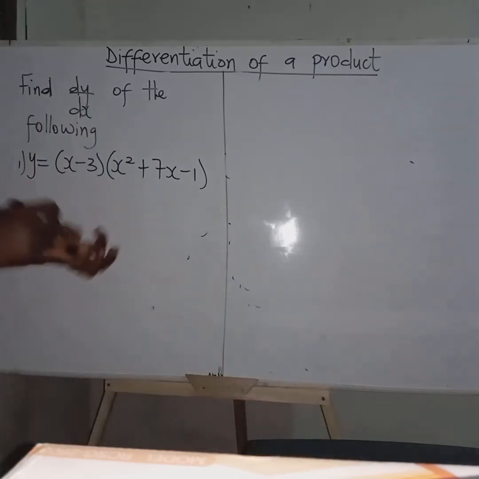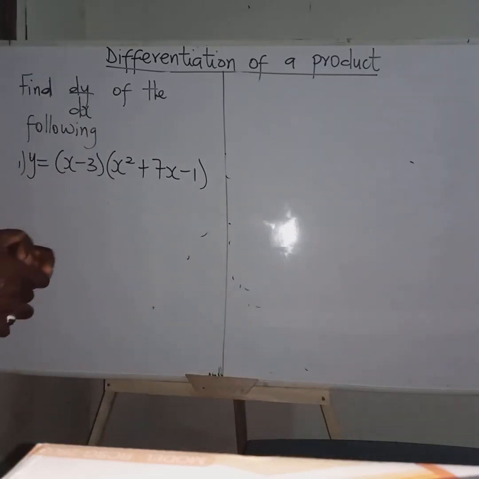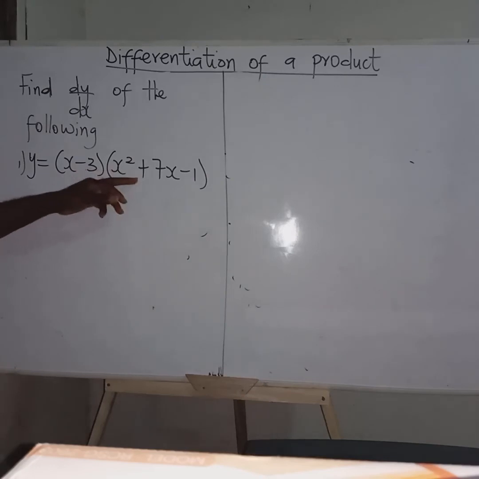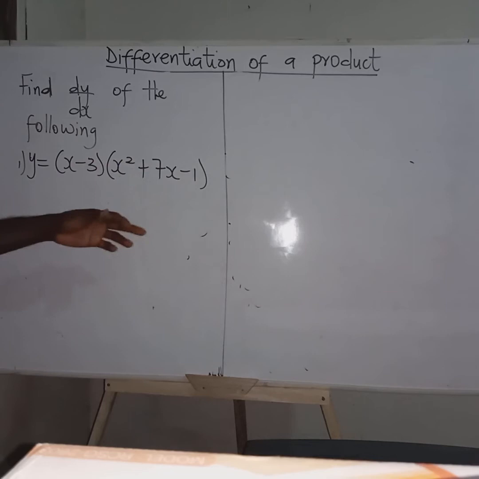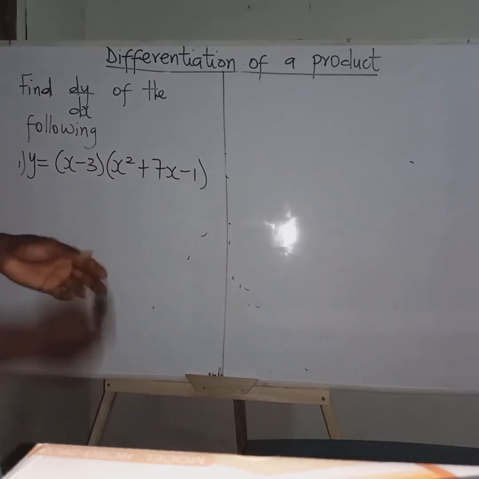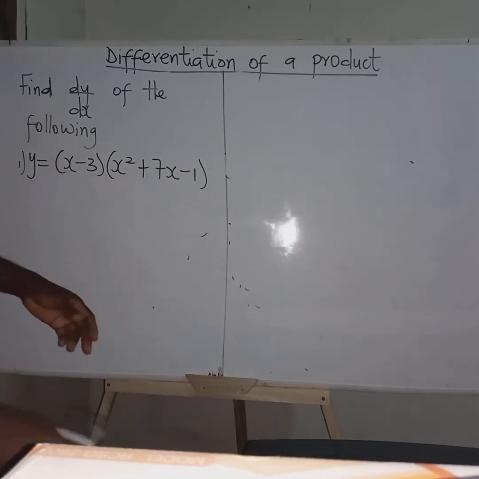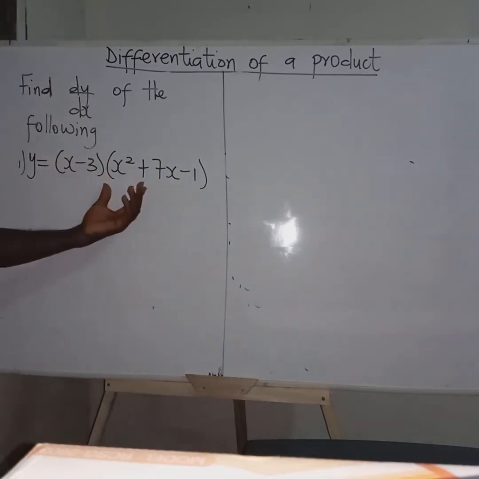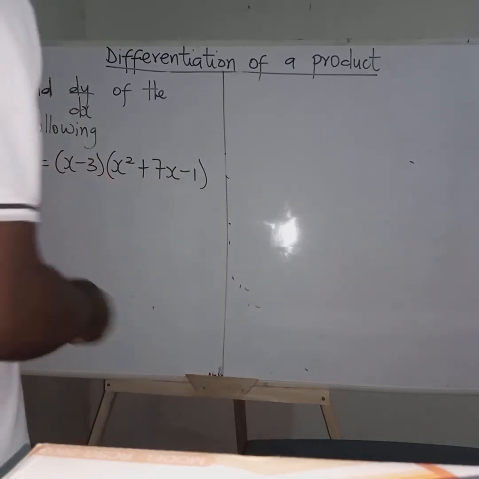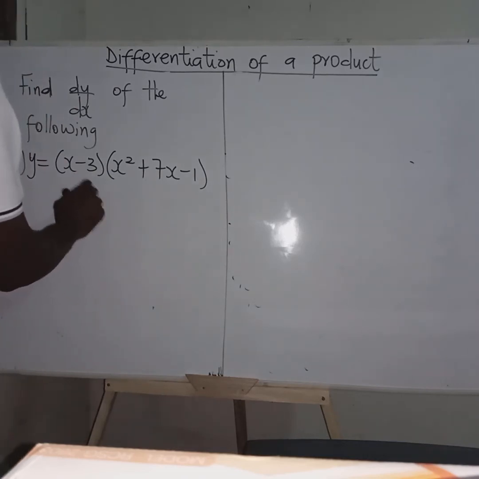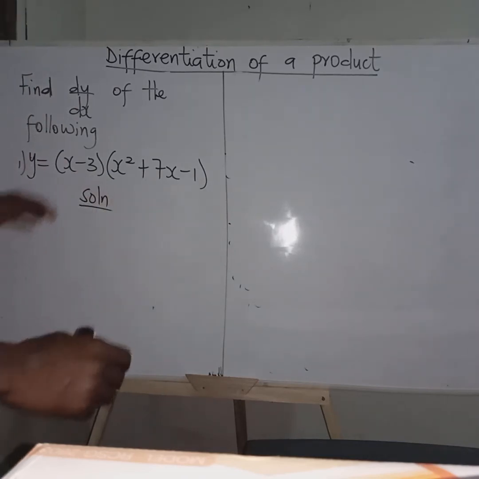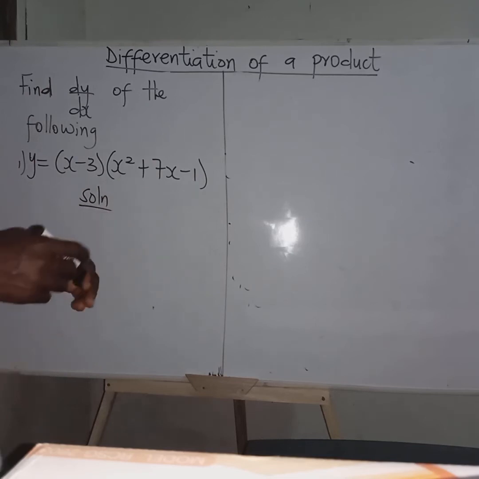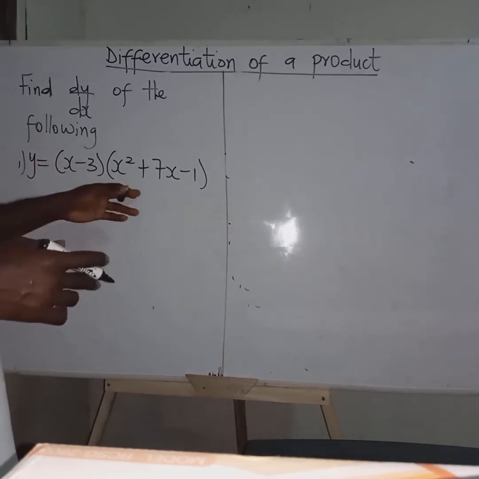We are to differentiate y is equal to (x minus 3) multiplied by (x squared plus 7x minus 1). We can see that this is multiplying this, so it makes it become what? A product. So we can use the product rule, or better still, we can expand, and after expanding, we differentiate. But I'm going to use the product rule, and you can also decide to expand, and after expanding, differentiate.